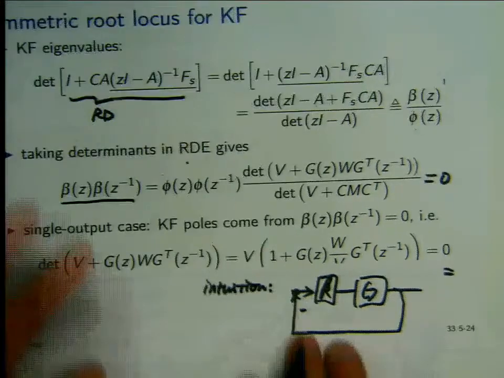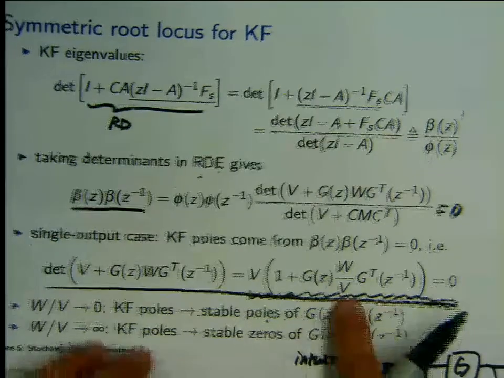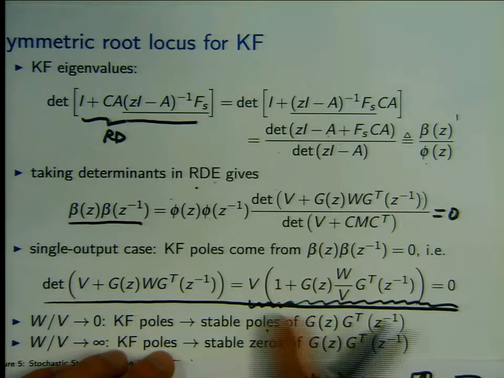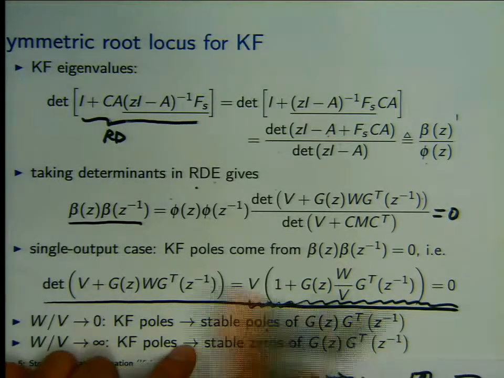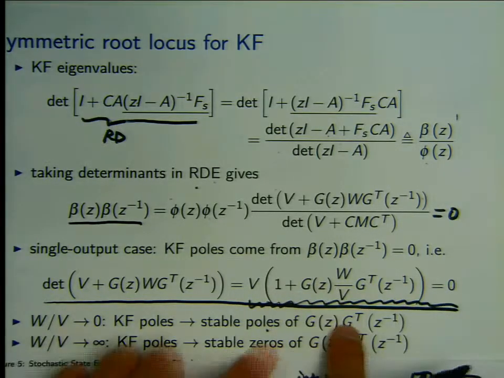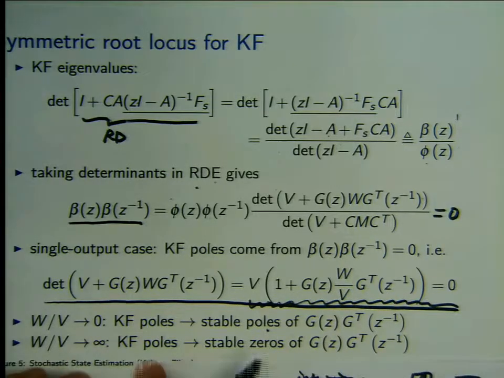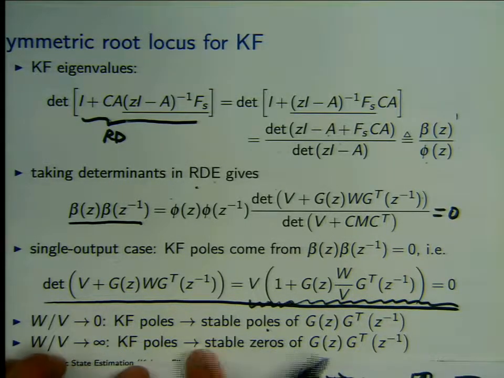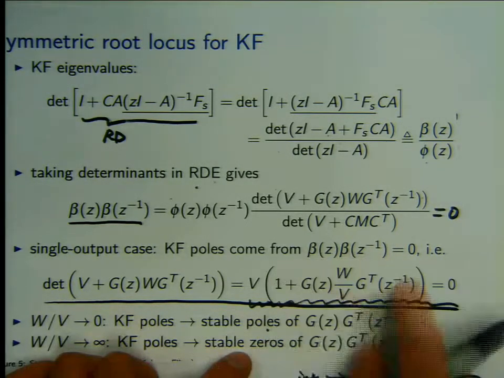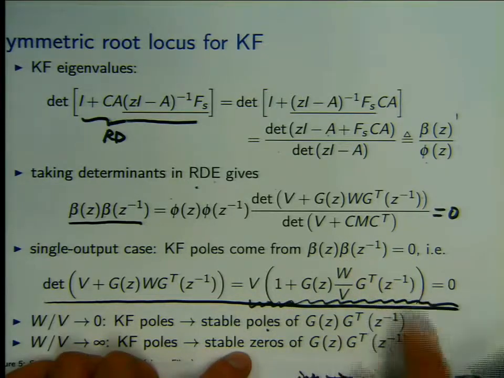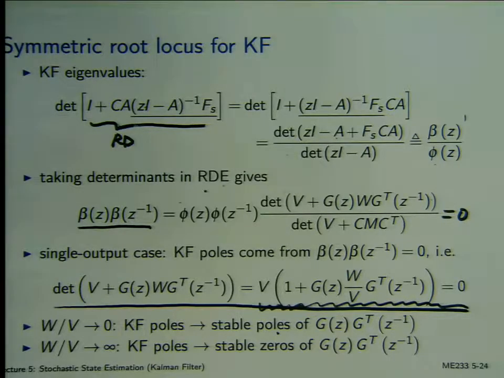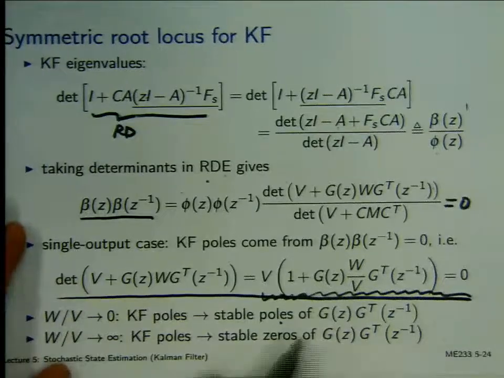Okay? So exactly the same thing here. If this term approaches 0, then the poles defined by this are the open loop poles of this transfer function here. And then here, if it approaches infinity, then the Kalman filter poles are going to be the zeros of this matrix here. Okay? There's just one thing that you need to pay some special attention to, is this.